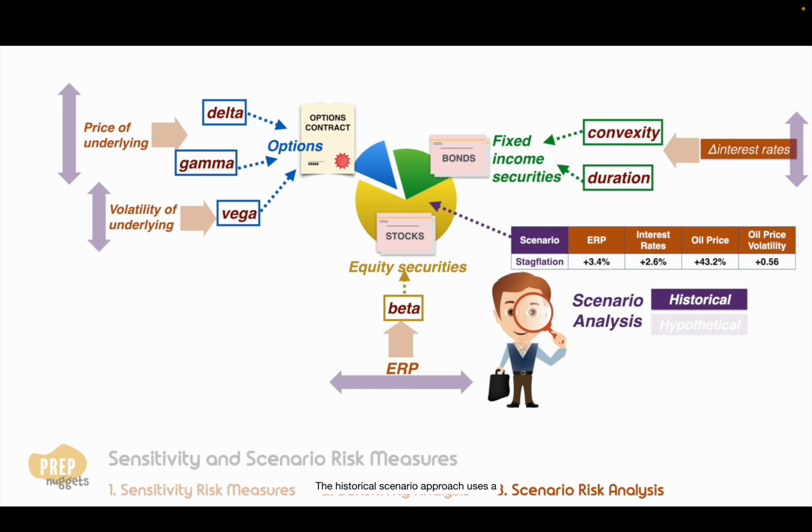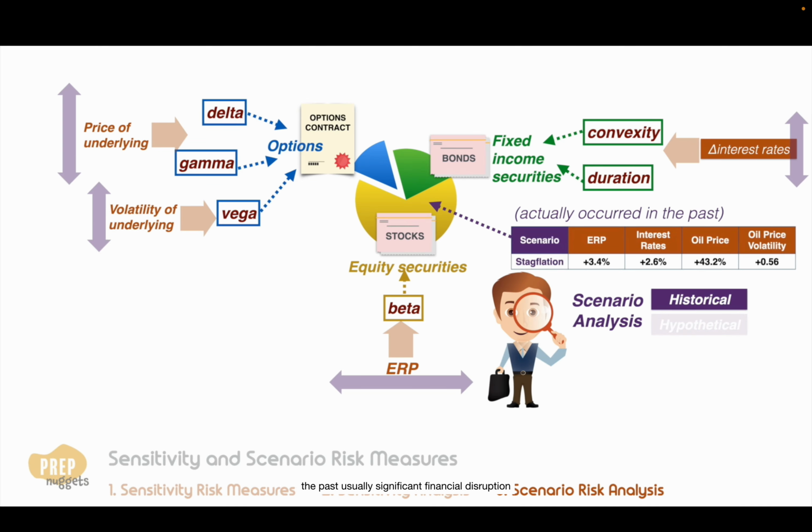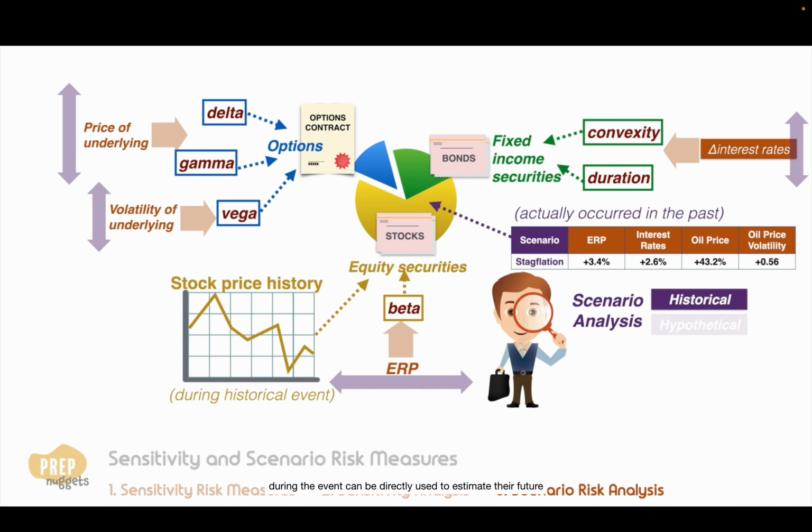The historical scenario approach uses a set of changes in risk factors that have actually occurred in the past, usually significant financial disruption events, such as the global financial crisis of 2008 or the 2020 global pandemic. For equity securities, their price history during the event can be directly used to estimate their future performance, although using factor analysis is also possible.